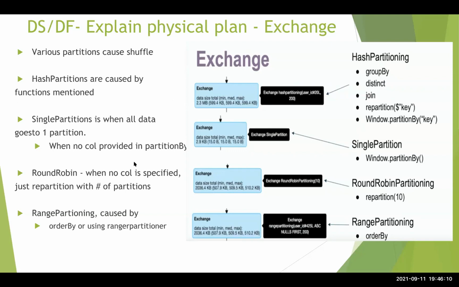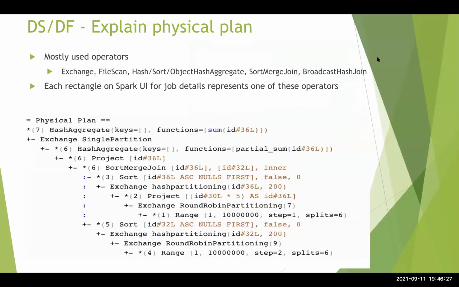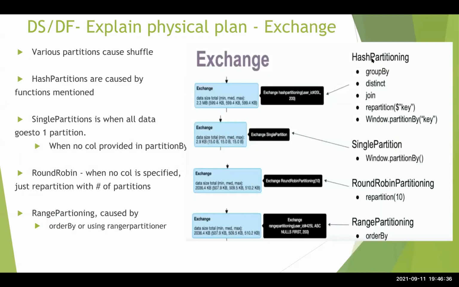Exchange means data is getting moved from some set of nodes to another set of nodes, and there are various reasons a shuffle can happen. One is hash partitioning. You saw in the plan here, right? There was a hash partition somewhere, exchange hash partitioning. Hash partitioning causes a shuffle, and it happened because of these functions.